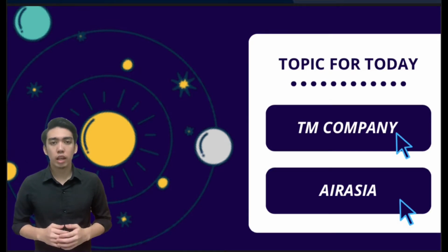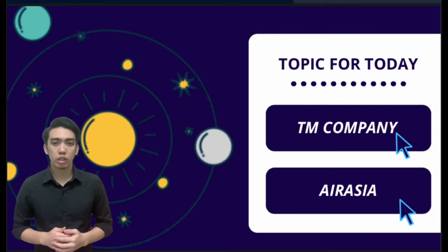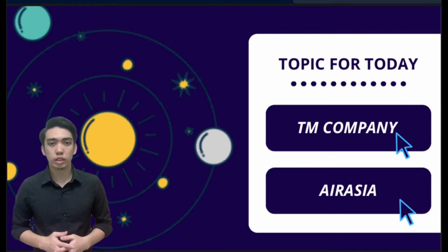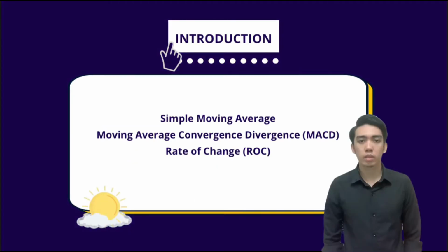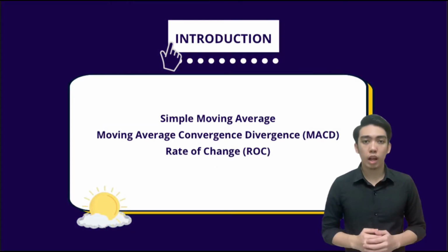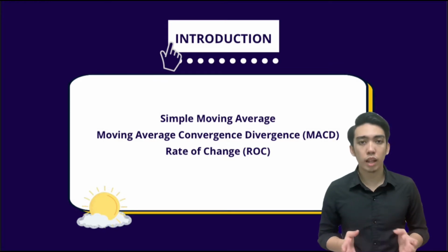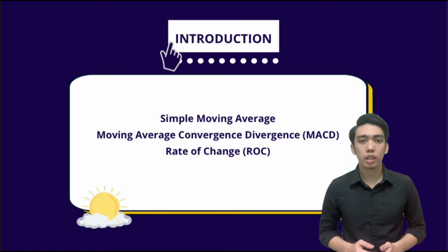Today I will present on technical analysis for two companies which I chose: TM company and also AirAsia. First of all, I chose three indicators to analyze the stock chart for this assignment, which are simple moving average (SMA), moving average convergence divergence (MACD), and also rate of change (ROC).